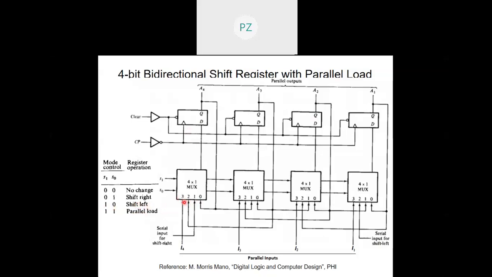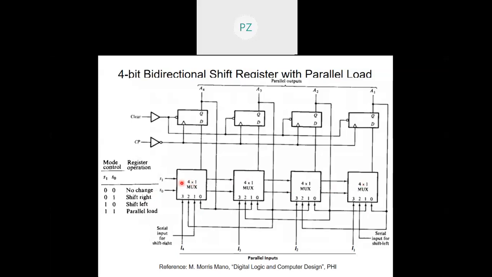Now 1, 1 means terminal number 3 of these 4:1 multiplexers. All these 4:1 multiplexers will be directed to the output. So what is it receiving? It is receiving the parallel input, right? I4, I3, I2, I1. It is being parallelly loaded when the mode control status lines are 1, 1, right? The parallel data will be fed to it. In these two cases, serial data is fed, shift right, shift left, and there is no change in this particular case. Now again, this design is such that you can have a lot of functionality.